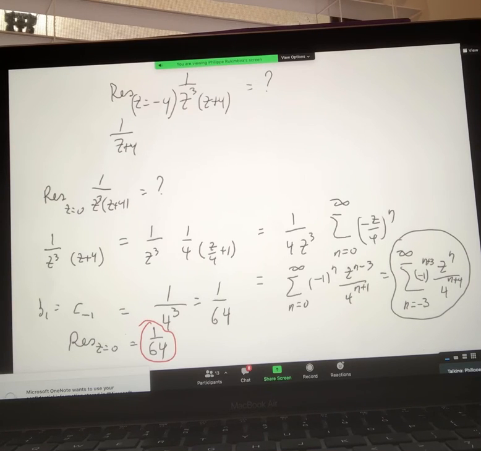And I need to write 1 over z cubed in powers of z plus 4. At negative 4, 1 over z cubed is analytic. Actually, I know it has a Taylor series. I'm going to write the Taylor series. That will be negative 1 over 4 cubed.